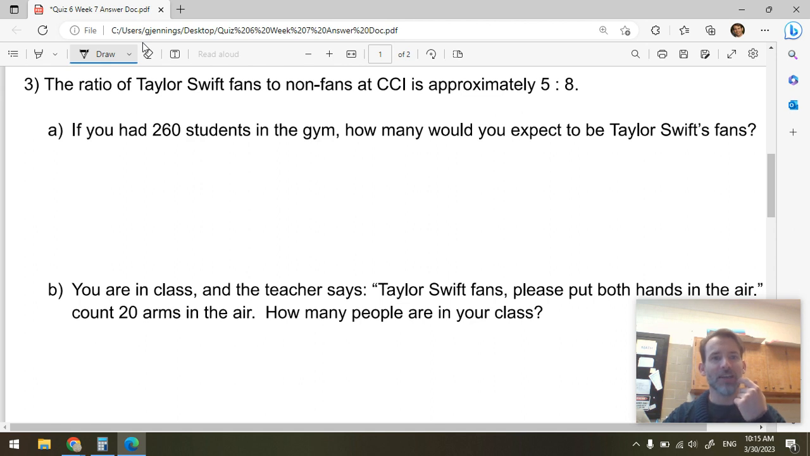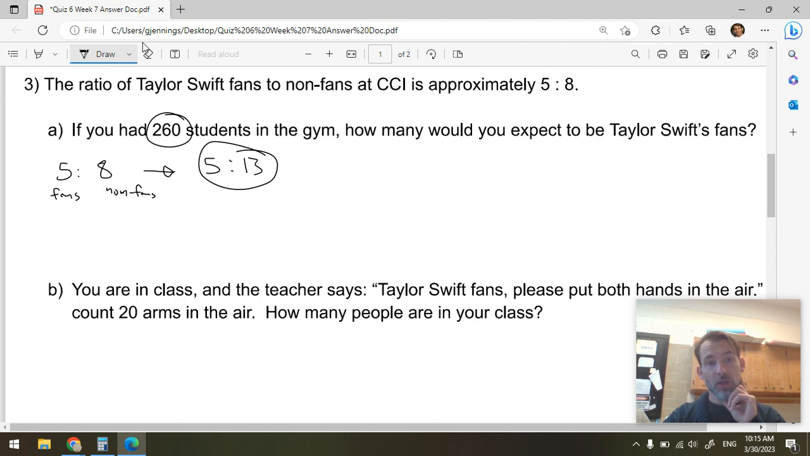All right. So here, it helps to do a part to a whole ratio instead of a part to a part. So like 5 fans to 8 non-fans could actually be changed to 5 fans to 13 people in total. And this ratio is going to help us here. Okay, so 260 is the total number of people. So we're looking to scale this up to like how many fans? I don't know, call it X. And there's 260 people. All right.